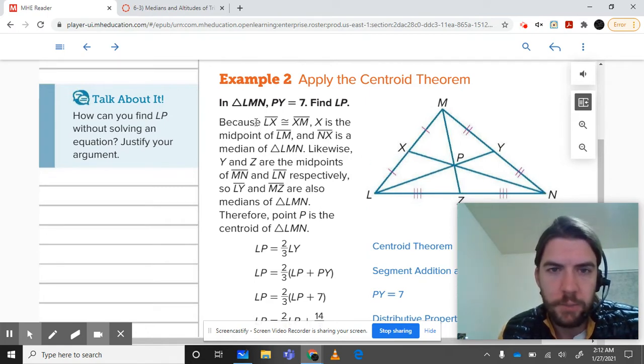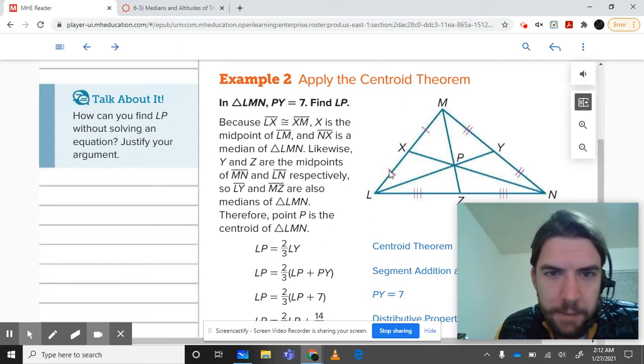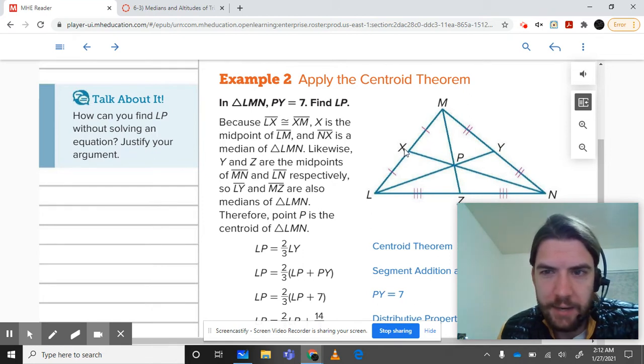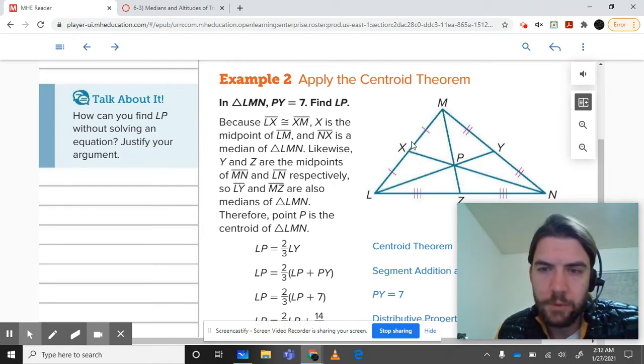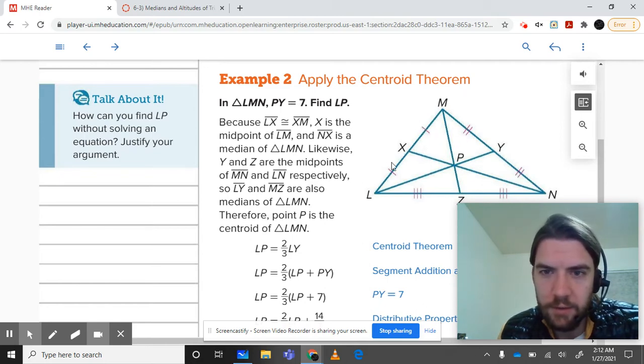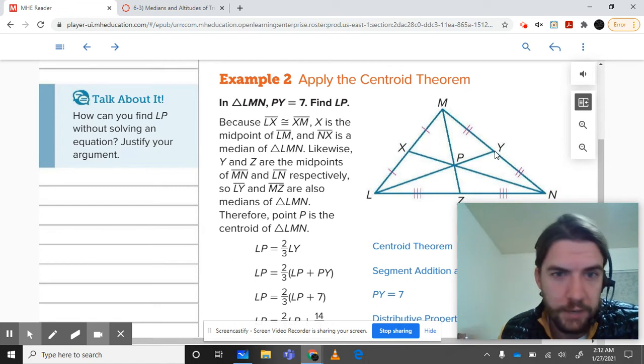Okay, here it says because LX is congruent to XM, so these two lines marked with the 1 on each of them, then that means X is the midpoint of LM, okay, and NX is the median of LMN. Okay, they're just saying that we know these are medians in the picture because of these congruency symbols. If we can say that this and this are the same size, that makes that the midpoint. These two are the same size, therefore that must be the midpoint. These two are the same size as each other, therefore that's the midpoint. That's all they're getting in here. Likewise, Y and Z are the midpoints of the other ones.